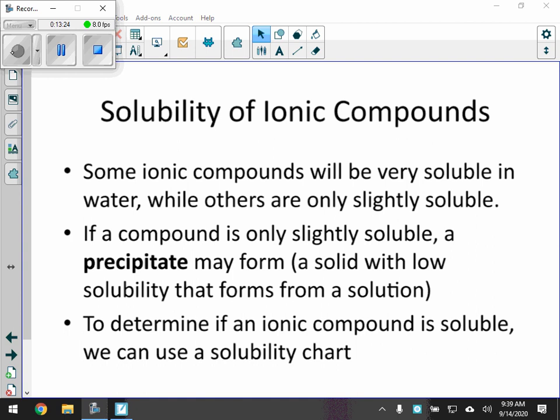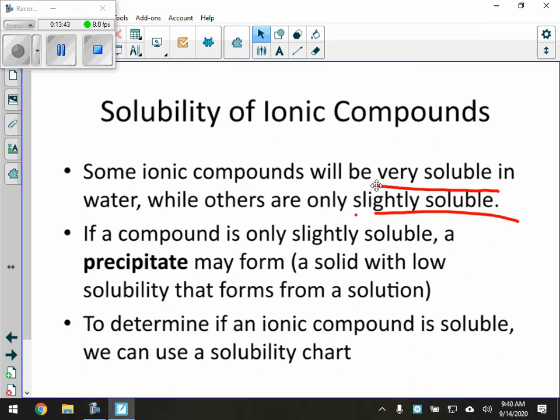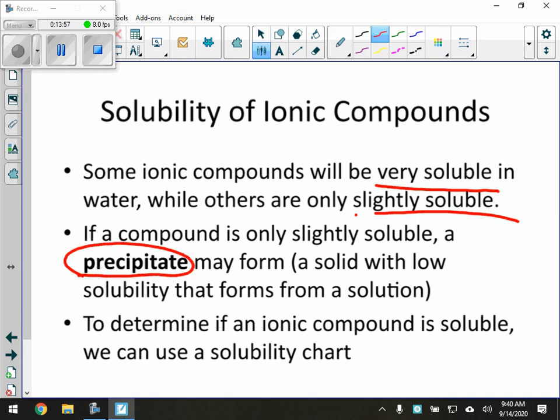Here we go. So we're going to learn how to basically decide which ones break up very well, which ones don't, and we'll need a periodic table for that, which we'll talk about in a second here. But some ionic compounds will be very soluble in water, while others are only what we call slightly soluble. Here's the two key terms that you need to know: very soluble and slightly soluble. If a compound is slightly soluble, a precipitate may form. That's another key term that we probably need to know. And that is a solid with low solubility that usually forms from a solution.